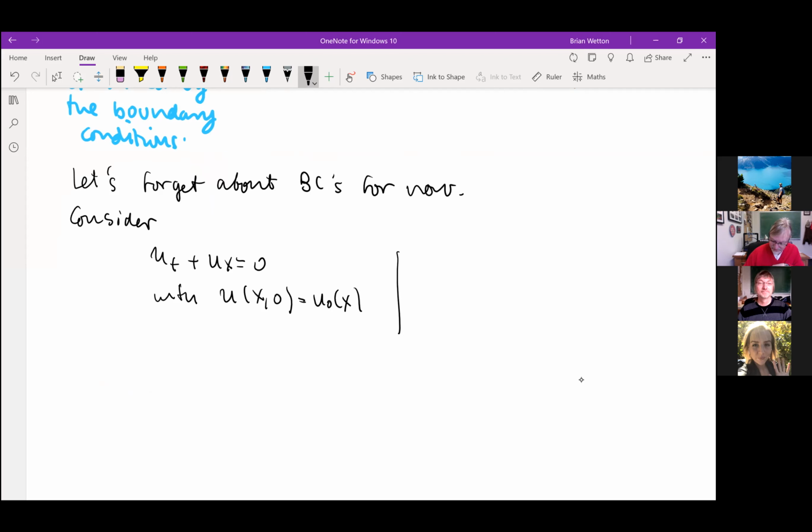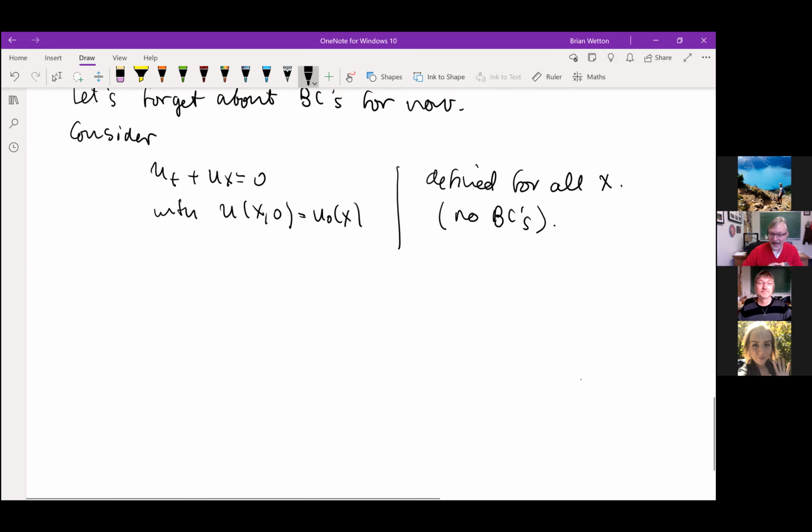I'm going to consider this problem defined for all x. So this is how I'm going to say there's no boundary conditions, right? And this problem has a name. It's an initial value problem with no boundary conditions because you're considering it in infinite spatial dimension. This thing here is called a Cauchy problem.